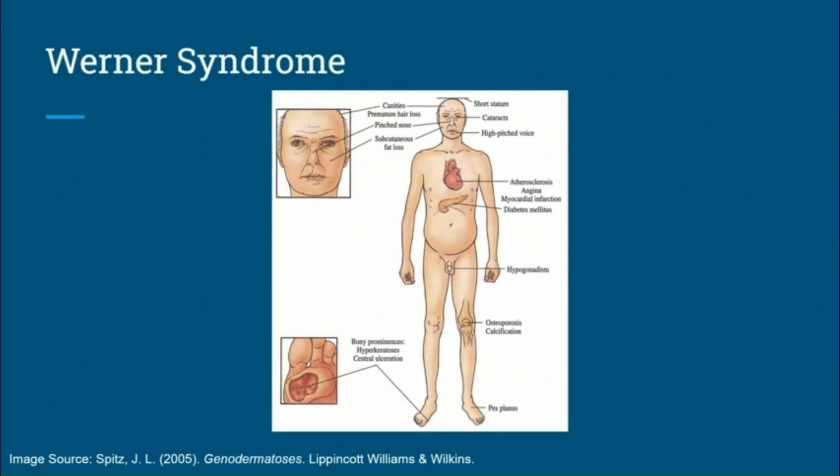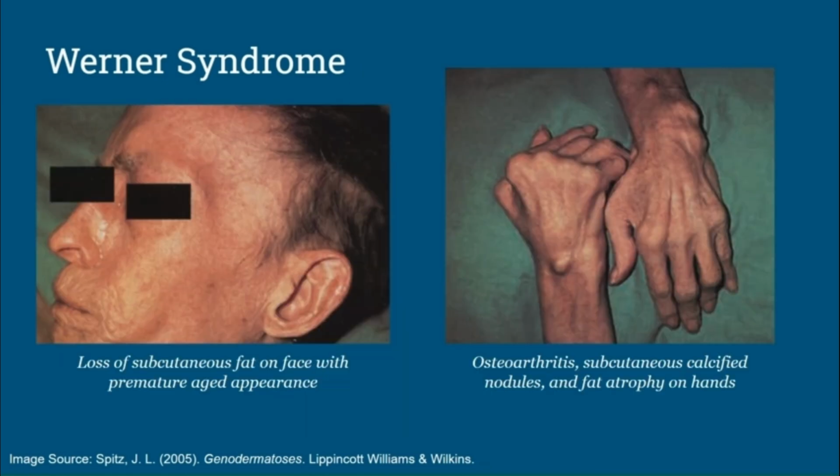Here are some examples of your findings here. And notice you're going to have your loss of fat here in the premature age appearance, and a good example of osteoarthritis with subcutaneous calcified nodules on the right.